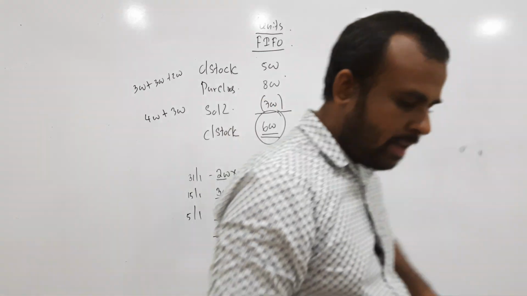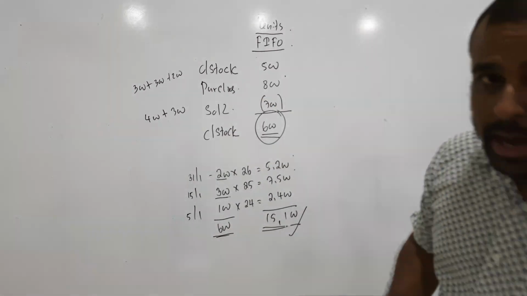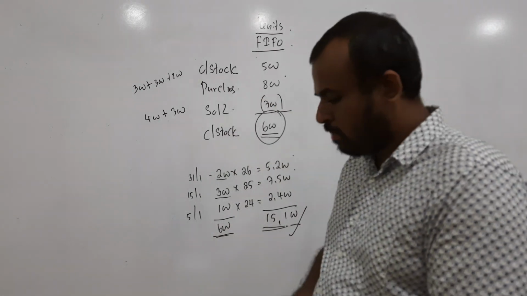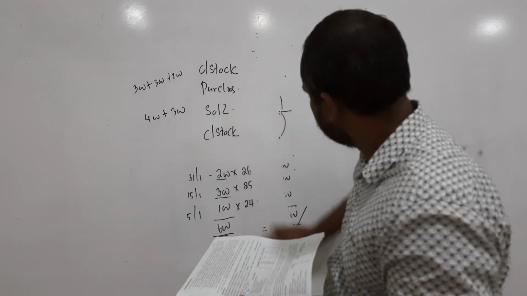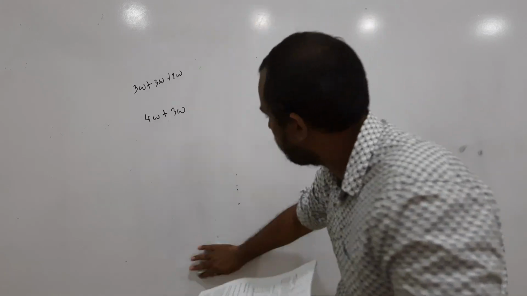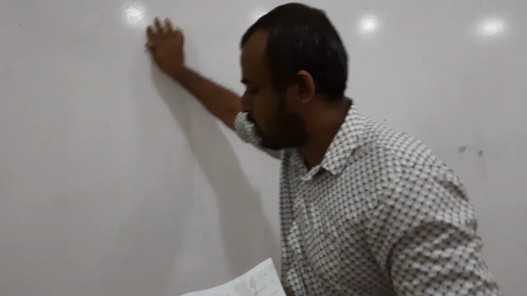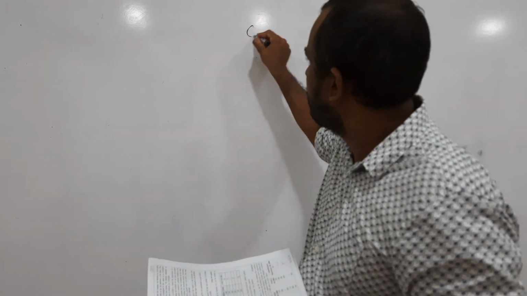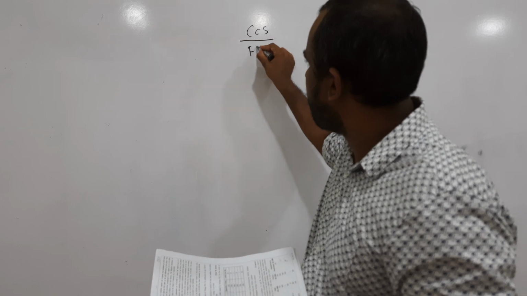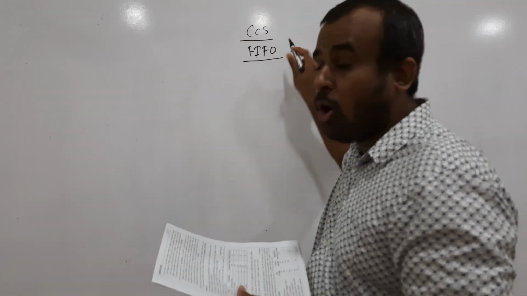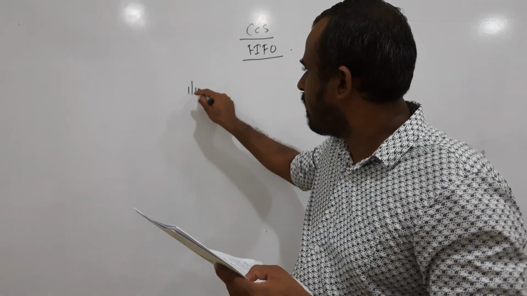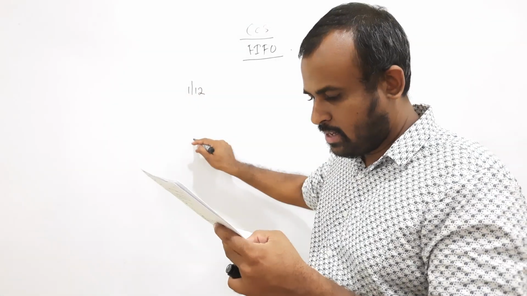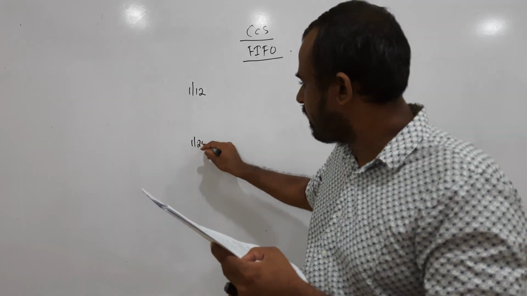Right. So in the same question, part B, you want to calculate the cost of sales under the first in first out method. How are you going to calculate the cost of sales? We'll see. Cost of sales under the FIFO method. There are two issues, on 12 January as well as on 25th January.